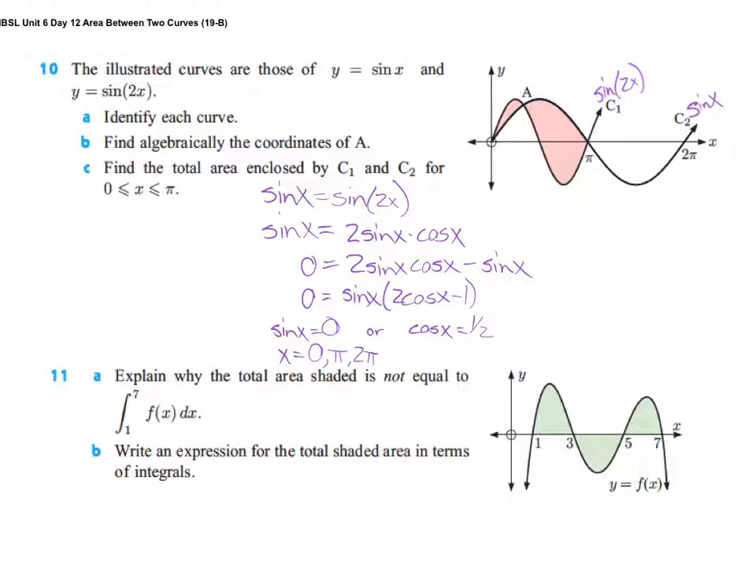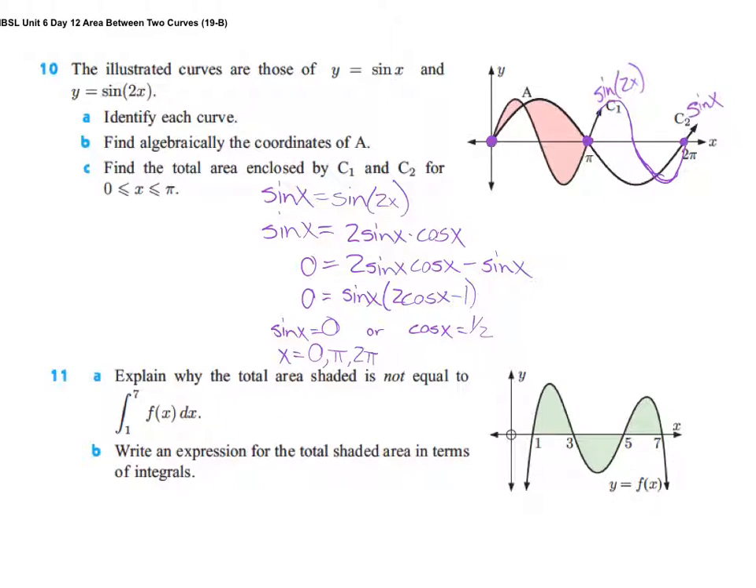If we kept drawing this, we could get 3 pi. Okay, so here we have them. We have these intersection points right here, in a very ugly looking second period of sine of 2x.